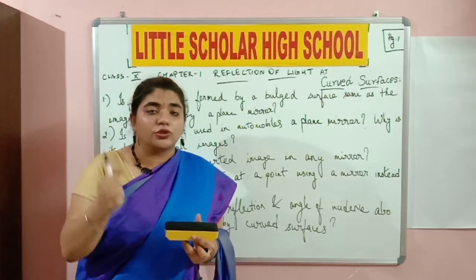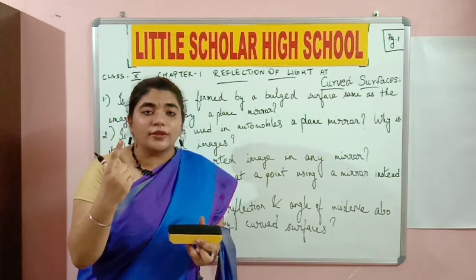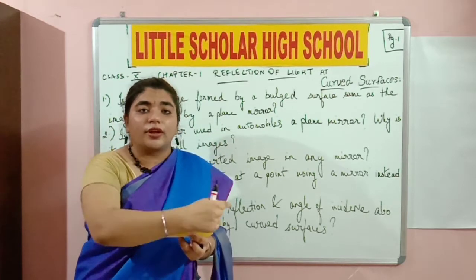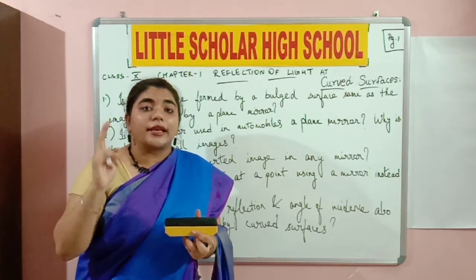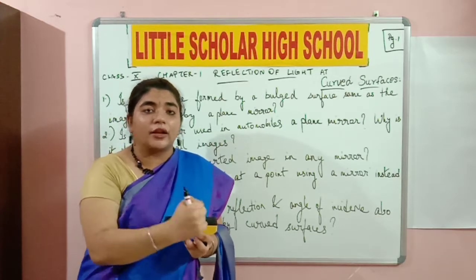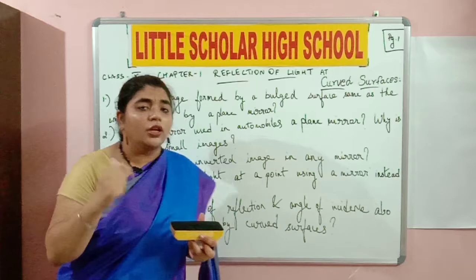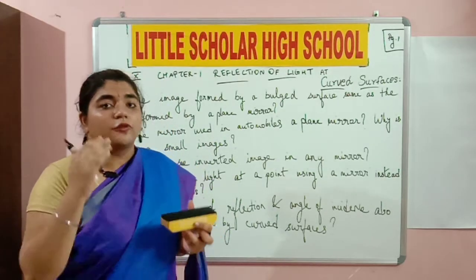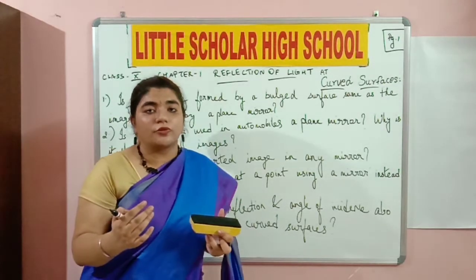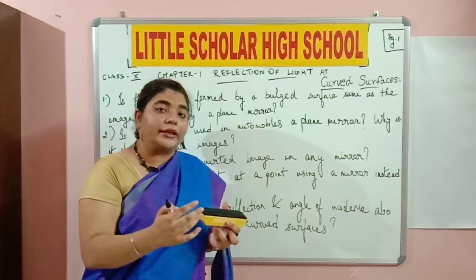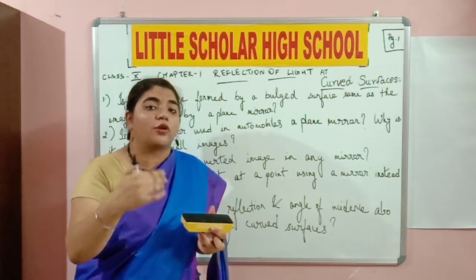Remember the laws of reflection? There are two laws. The first law states that all the three rays lie on the same plane. And the second law is angle of incidence will be angle of reflection. We will deal with this later again. For now, I was just recalling the concept of reflection with you. Reflection is nothing but the bouncing back of light.